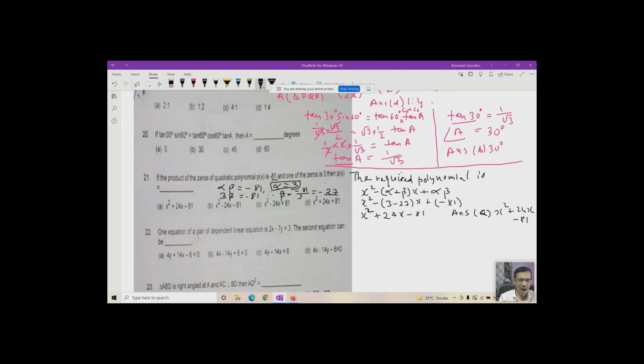One equation of a pair of dependent linear equations is 2x minus 7y is equal to 3. The second equation can be, you have to select the second equation. So please type your answer in the comment box.